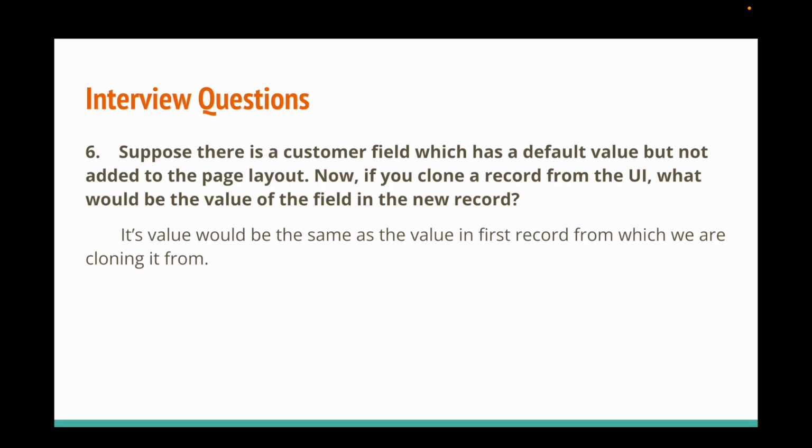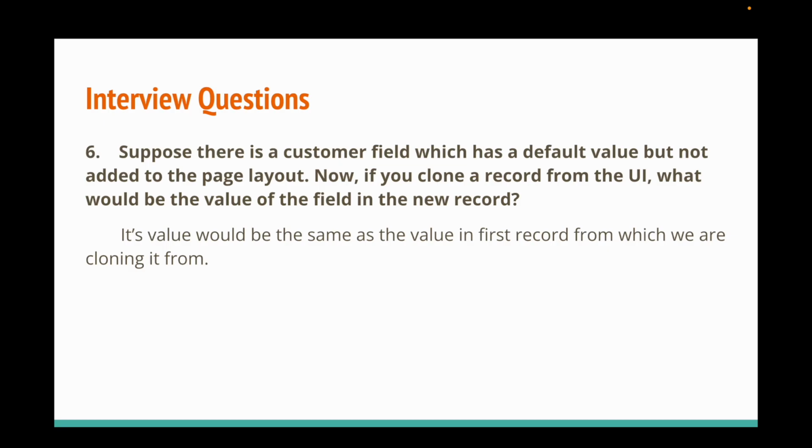The next question is, suppose there is a custom field which has a default value but is not added to the page layout. Now if we are cloning a record from the UI, what would be the value of the field in the new record? Its value would be the same as the value in the first record from which we are cloning it. Suppose our first record's field is not added to the page layout, but it has some default value. If the field is not on the page layout, it does not mean that the value does not exist. It exists on the back end, it is just not visible to the user because it is not added to the page layout.